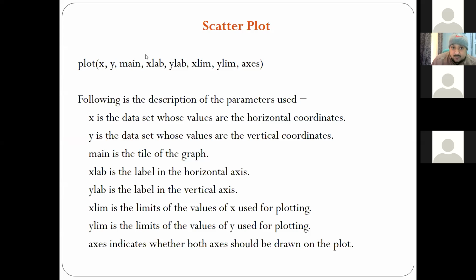Then you have to mention the title of the graph. Then you have to mention the label for the horizontal axis, then the label y for the vertical axis. Then you can also provide the limit for the x-axis. Similarly, you can also provide the limit for the y-axis. Then you have to indicate whether both axes will be drawn on the plot or whether we hide the axis. So that way we mention the scatter plot.